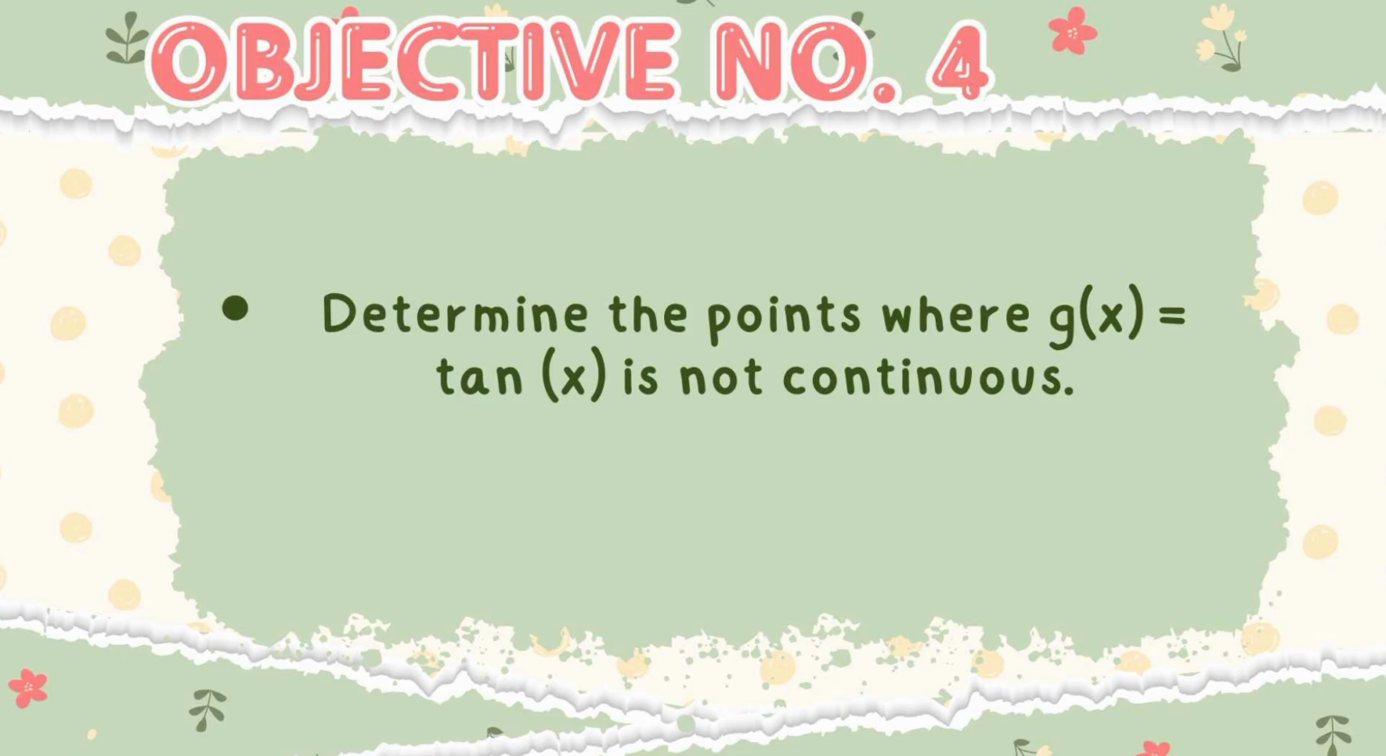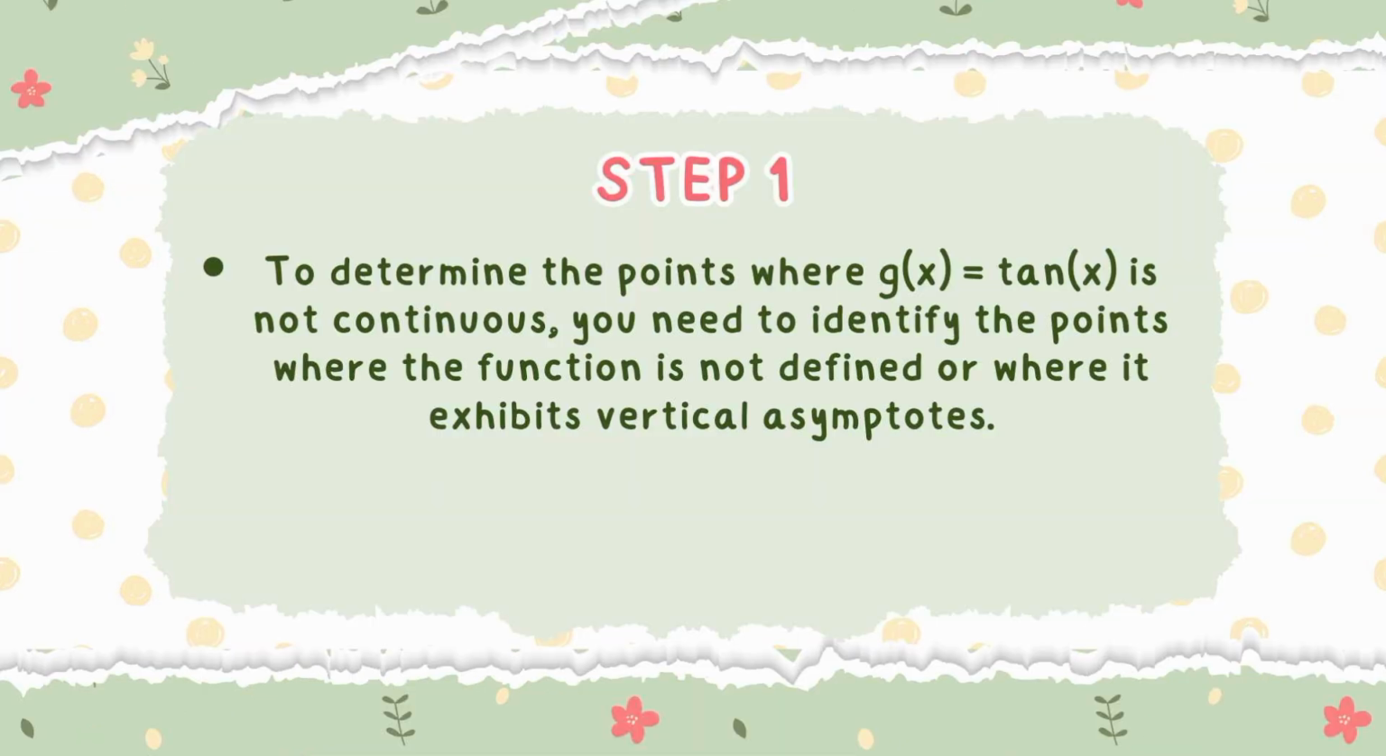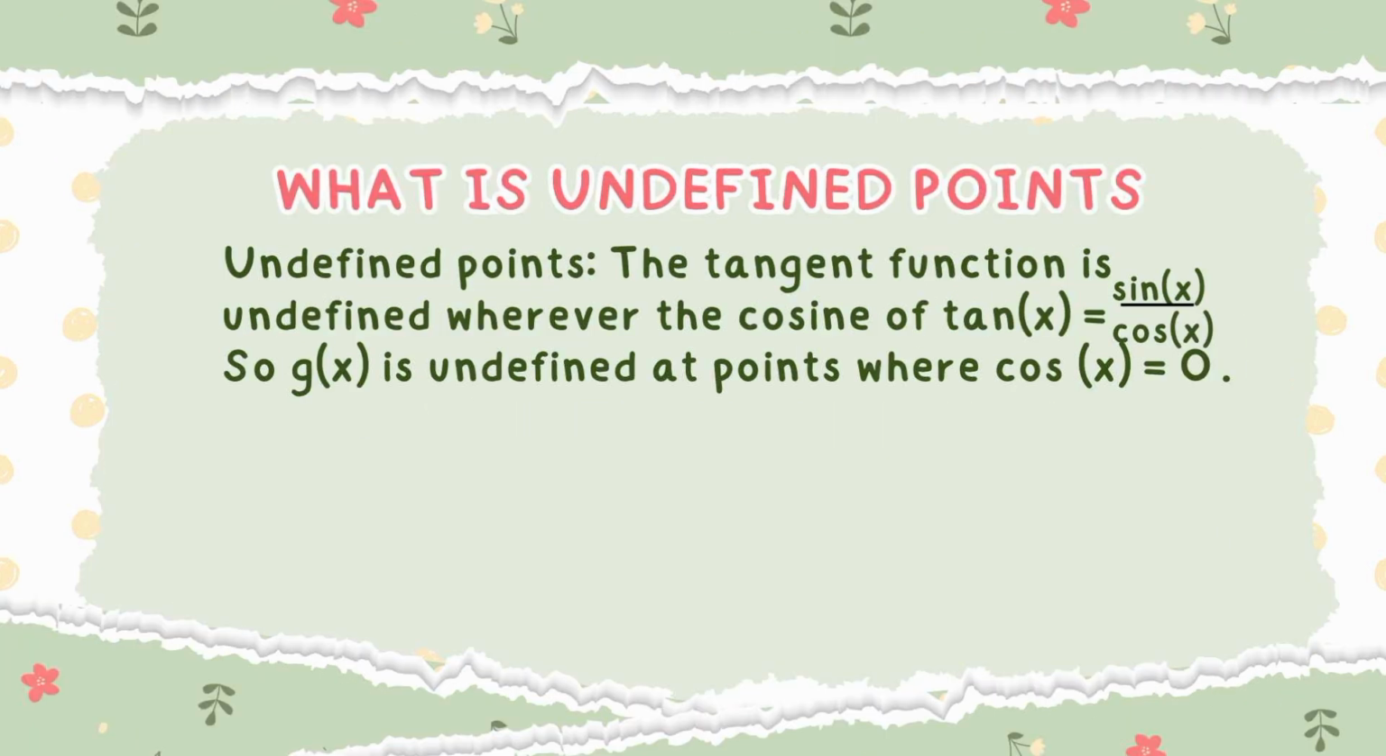So I'm given a task in number 4 to determine the points where g of x equals tan of x is not continuous. So step 1 is to determine the points where g of x equals tan of x is not continuous. You need to identify the points where the function is not defined or where it exhibits vertical asymptotes. So what are undefined points?